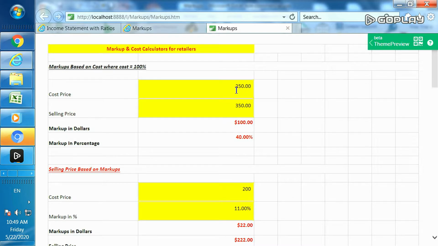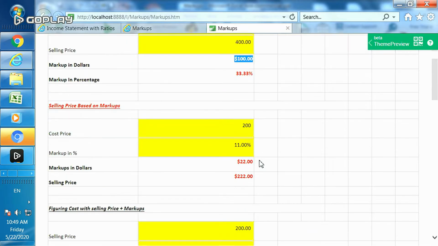Now in this calculation, you know what your cost price is and you know what the selling price or the retail price is. So let's say the cost price is $300 and your retail is 400. As you can see over here, this calculator automatically calculates your markup in percentage, which is 33.33, and your markup in dollars, which is $100.